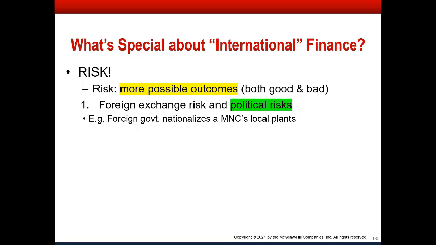A foreign government, for example, can nationalize a multinational corporation's local plants. This is actually a pretty frequent occurrence. US companies, for example, build plants in Mexico, Argentina. There's a revolution, a new government takes over, and those new governments decide that they're going to seize the assets of the imperialist foreign companies. Well, that's going to be a huge loss for the multinational company operating in that environment. Foreign governments may also impose new taxes or trade restrictions, which makes it harder to operate and reduces profitability.